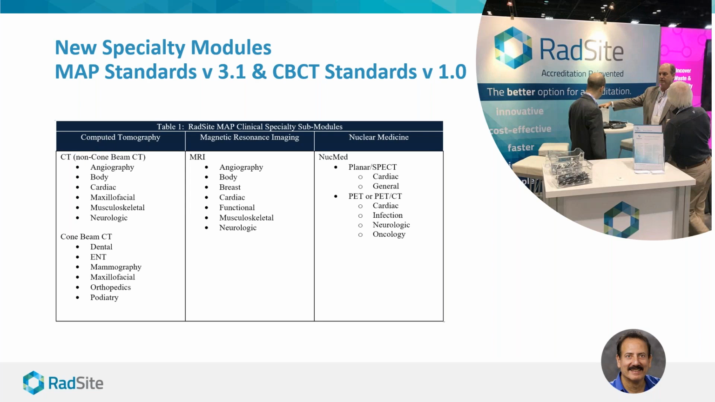Up until today, RadSite has offered 3 different accreditation programs under the MIPA banner: one for traditional CT or non-ConeBeam, one for MRI, and one for nuke med. So this typology represents the subspecialties, what we're calling the MAP standards version 3.1.